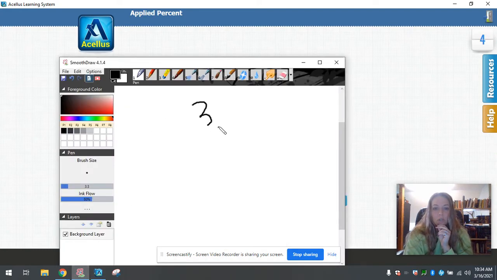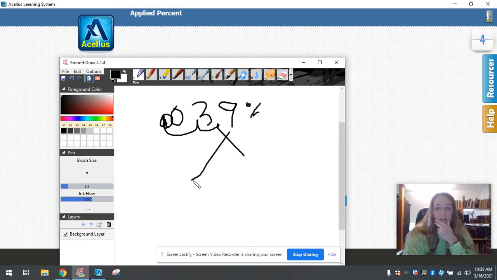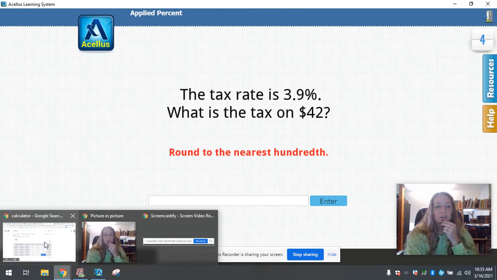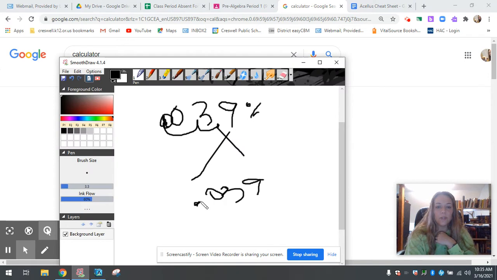Just really quickly, I'll show you 3.9 as a percent. Move the decimal over to the left twice. Fill in that blank with a 0. Now my decimal is here and not here. So I've got 0.039. What I'm going to do is multiply that 0.039 by the 42. So I go to my calculator, I go 0.039 times 42, and I get 1.638.